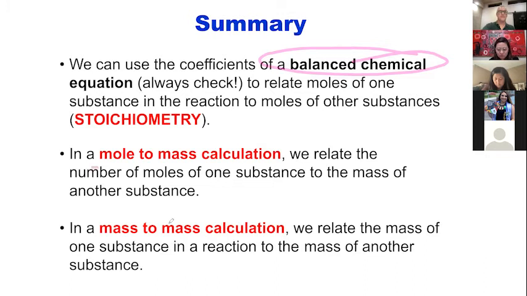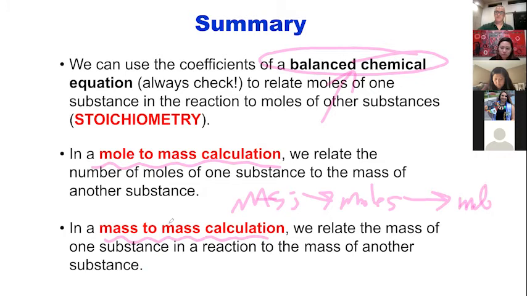So when we're doing a mole to mass calculation, we're taking the number of moles of a substance and figuring out the mass of something else using our balanced chemical equation. And in a mass to mass calculation, we start with the mass of something, convert it to moles, go to the moles of A, convert that to moles of B, and then back to grams of B. So like we just did. It takes 3 conversions. So that was basically that.